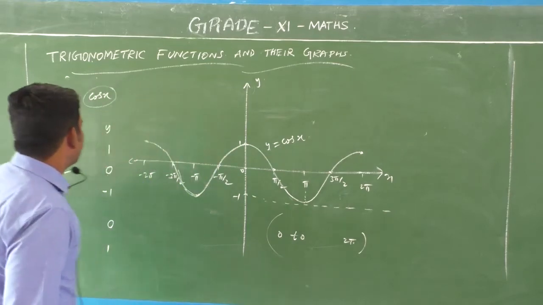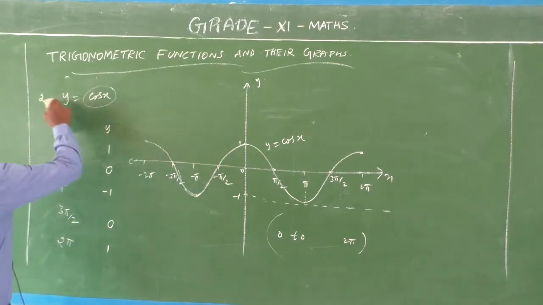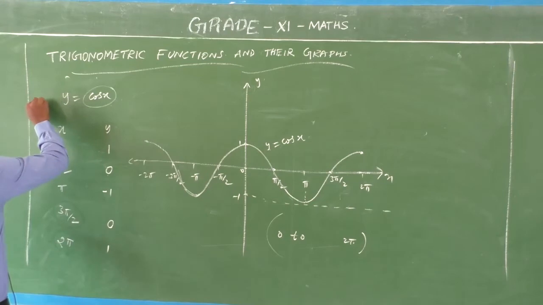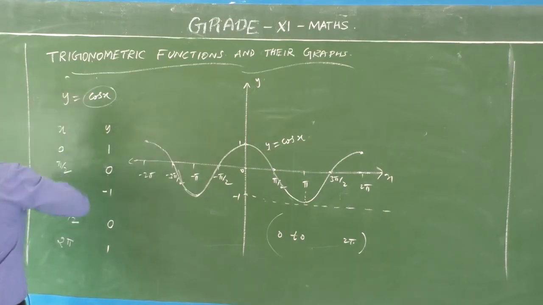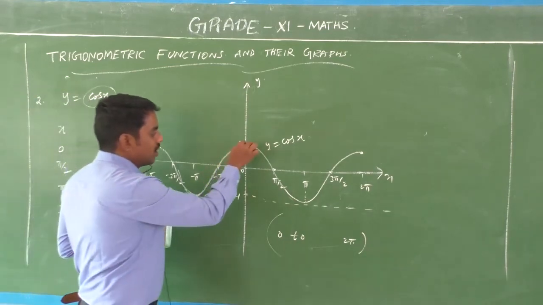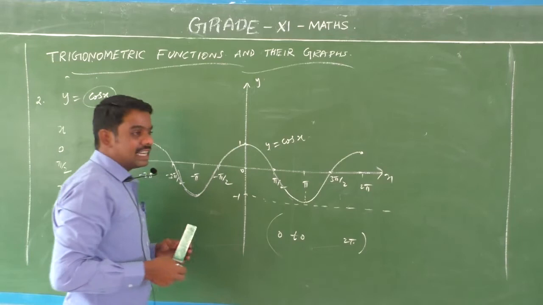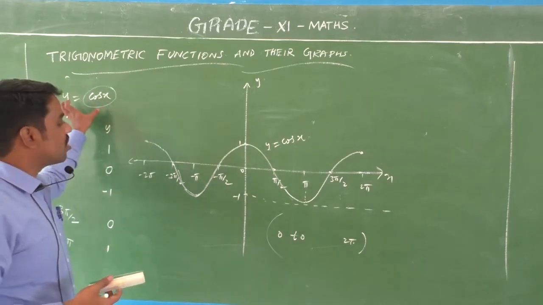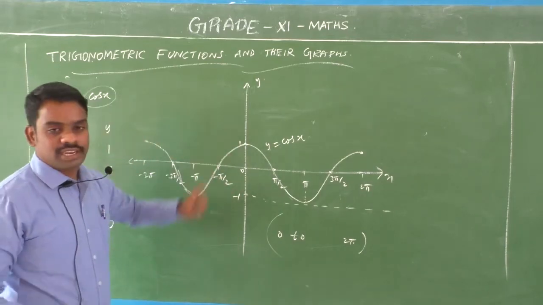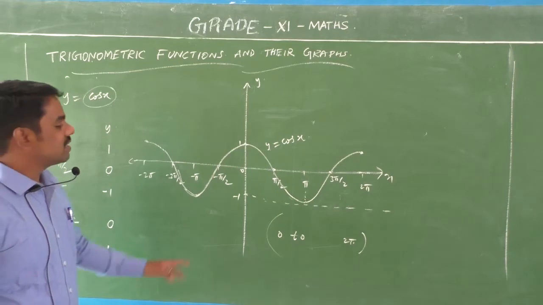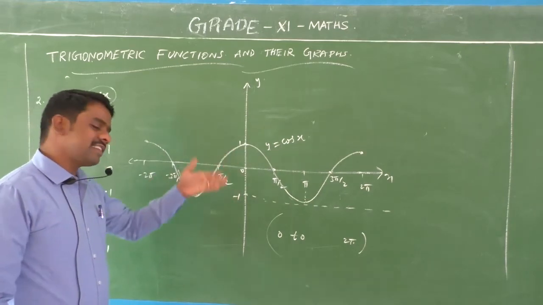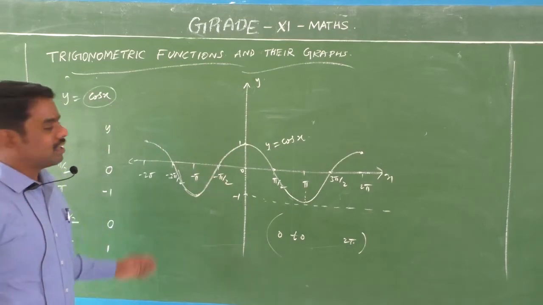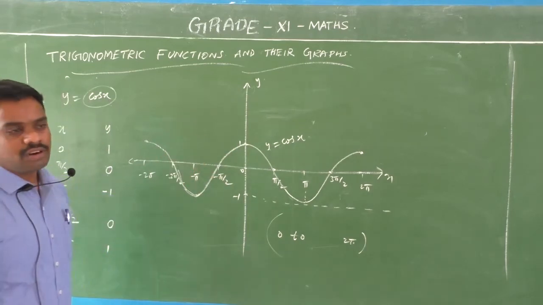One more piece of information: the range of the function cos x is minus 1 to plus 1 only. The domain is x belongs to R, that is, the set of all real numbers.